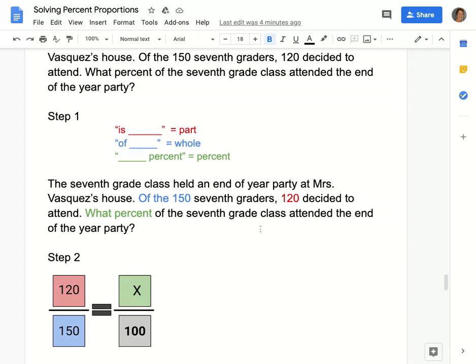So we put the 120. We always put the part on the top and the whole on the bottom. So the part over the whole equals the percent, which in this case we're saying what percent. So we let it be an X over 100, and it's always over 100.